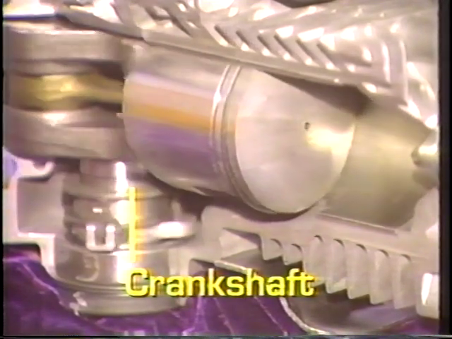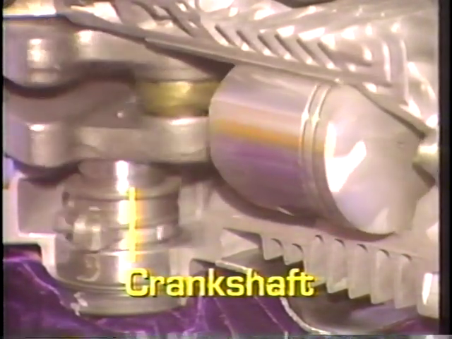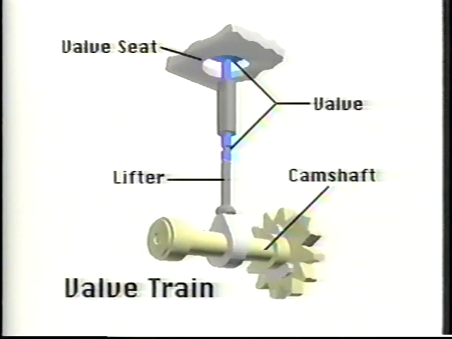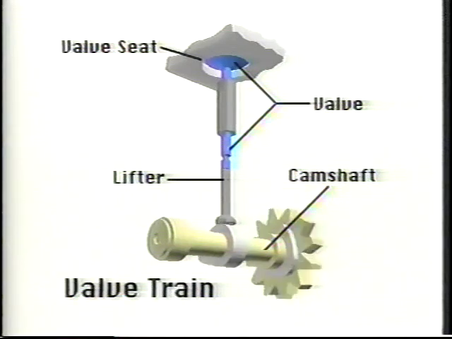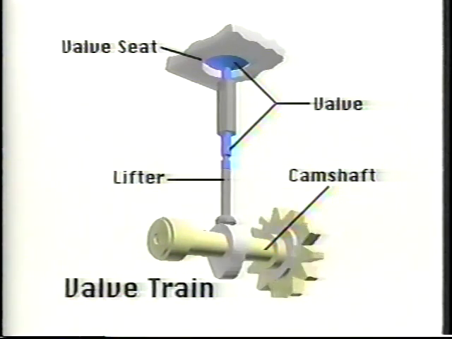To allow the flow of air and fuel into the engine and burned gases out, a valve train is often used. Basically, when the cam lobe moves in, the lifter pushes the valve open. The valve moves off its seat and opens the passages into or out of the combustion chamber of the engine.